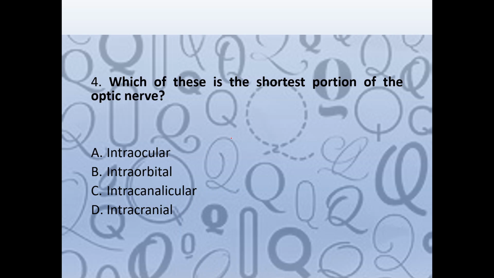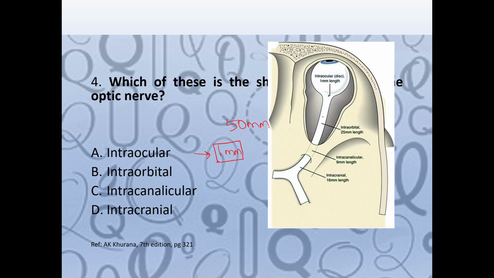Which of this is the shortest portion of the optic nerve? As I said, the optic nerve is 50 mm in length. The intraocular part is obviously the shortest because it is just 1 mm in length. Let's see the measurements of the others. The intraorbital is 25 mm, 25 to 30. Remember it's about an inch. Then the intracanalicular is about 1 centimeter, 9 mm to 10 mm, and then the rest is intracranial. It's around 16 mm in length.